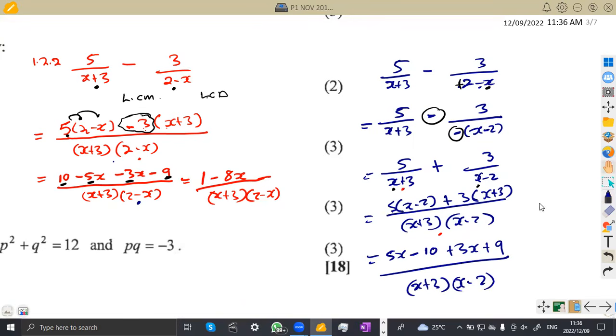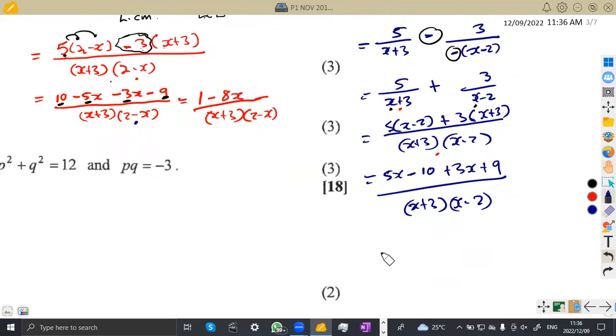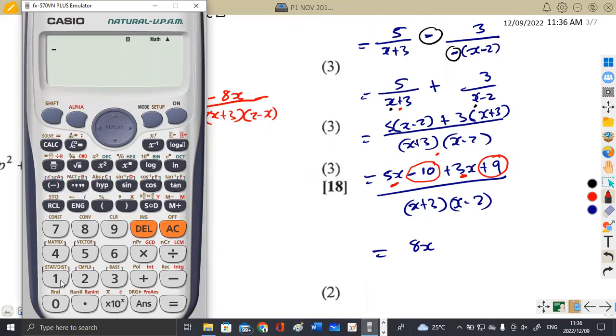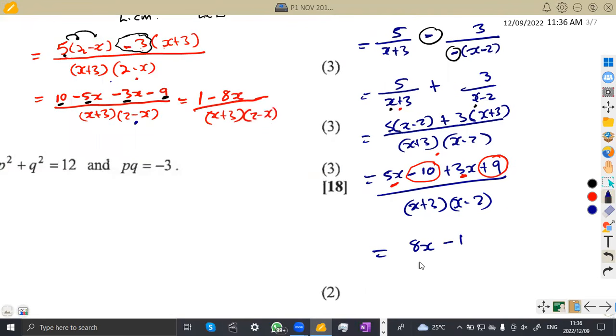All right, so you just collect like terms. It's like the previous part, guys. We can collect like terms here. We've got 5x and positive 3x. So we're adding 5 plus 3, that is 8x. Then we move on to the numbers. We've got negative 10 plus 9, which is negative 1, or you can just use a calculator here. Negative 10 plus 9, that is negative 1. So this is going to be negative 1. Everything over x plus 3 into x minus 2. All right, so this is what you're going to have at the end.